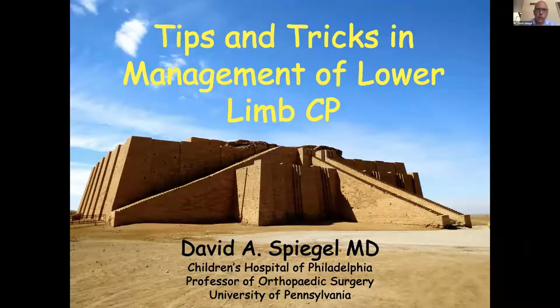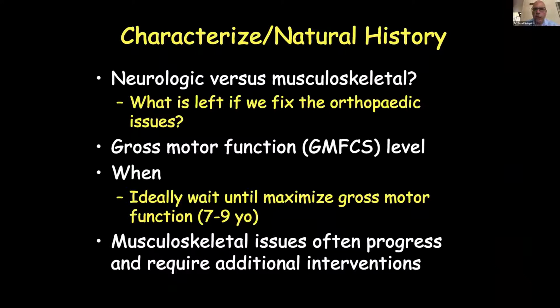So I'll try to do my best in a short period of time to just share with you some tips and tricks in the management of CP in the lower limb. So this will be mainly about ambulatory patients. When we're charged with evaluating patients with this diagnosis, part of our challenge is to identify in our minds what are the neurologic impairments and what are the musculoskeletal impairments and which are most important in trying to improve this patient's condition.